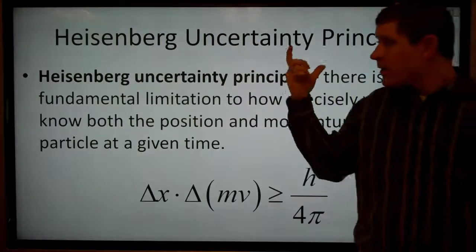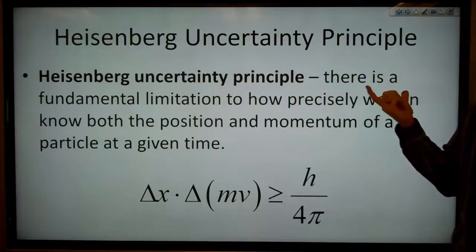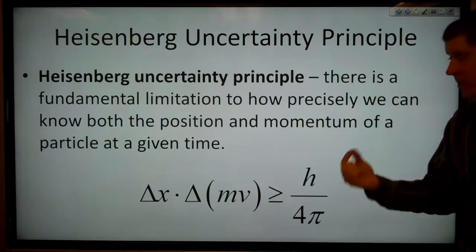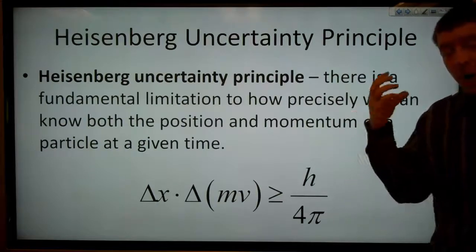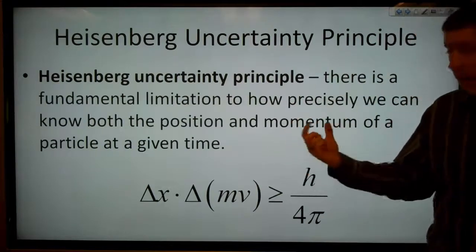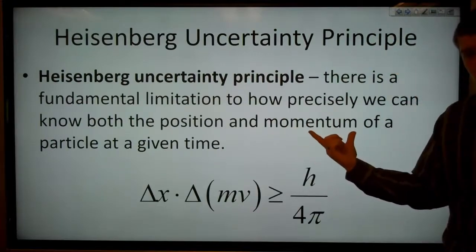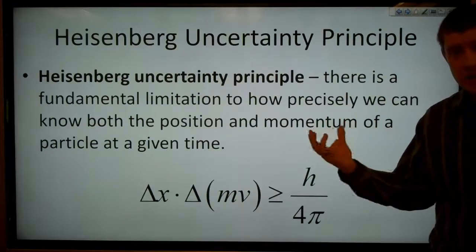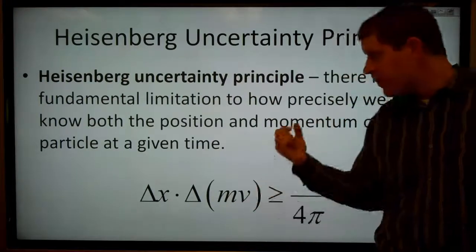So, this sort of brings us to the Heisenberg uncertainty principle. The Heisenberg uncertainty principle says that there is a fundamental limitation to how precisely we can know both the position and momentum of a particle at a given time. Now there are other pairs, like energy and time, but we're going to look here at position and momentum. So remember, momentum is tied to speed. It's a combination of mass and velocity.